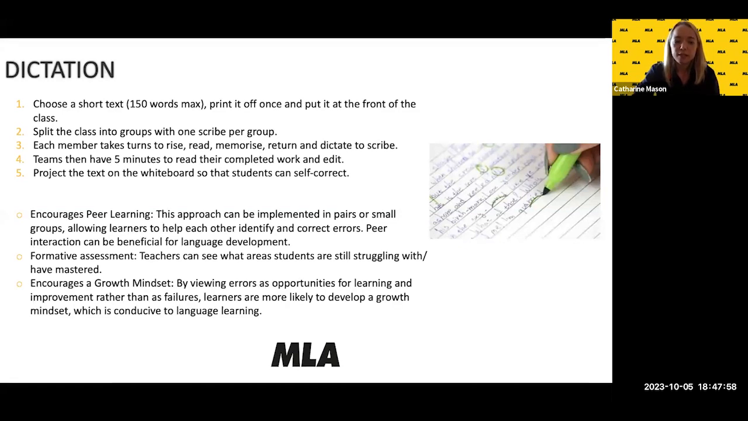And this technique really encourages a growth mindset, because by viewing errors as opportunities for learning and improvement rather than as failures, learners are more likely to develop a growth mindset, which is conducive to language learning. So what we're doing here is removing the teacher and the red pen and all of the corrections. And we're saying, okay, that was a mistake, but what have we learned from that mistake?